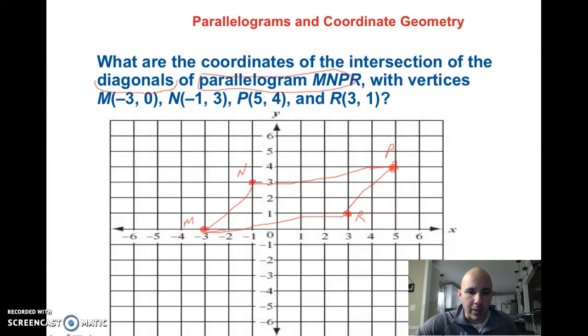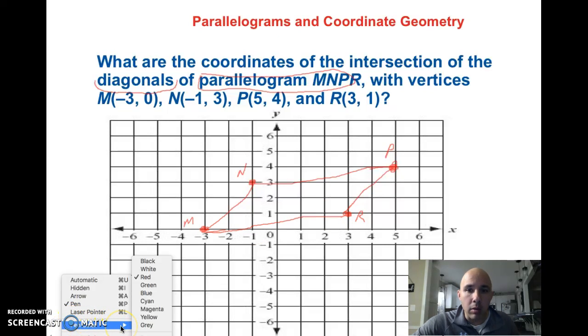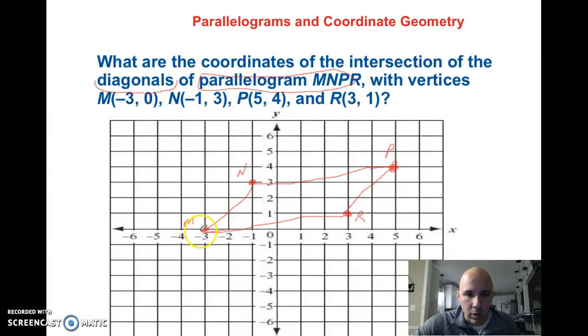They're asking, what's the intersection of those diagonals? So let me go ahead with a different color. Let's go blue. All right, here's a diagonal, and then here goes another diagonal. So what is the intersection of those diagonals? I'm roughly stating it's probably going to be right here, maybe (1, 2). So this is my estimation. Let's try to figure out what that intersection is.